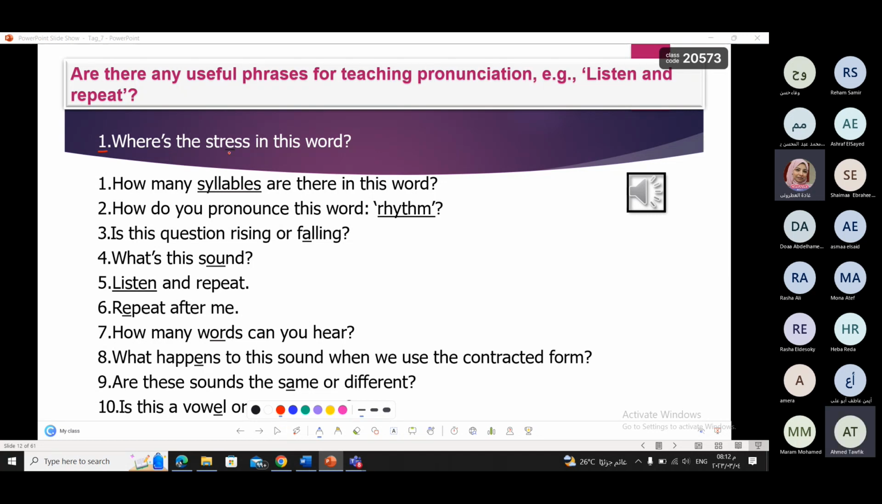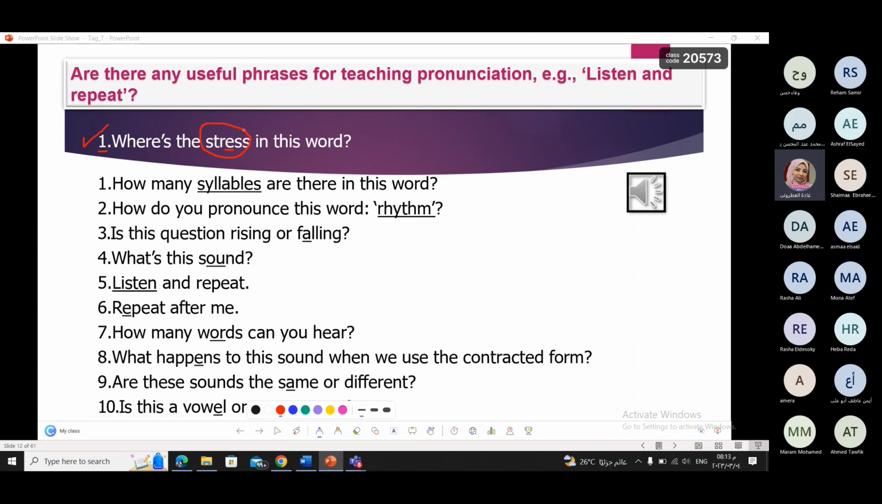Number one. Can you say the sentence? Where is the stress in this word? How many syllables are there? Okay, the first one. Where is the stress in this word? Do you use this phrase when you teach pronunciation? Yes. So can you answer the question? Where is the stress in this word?